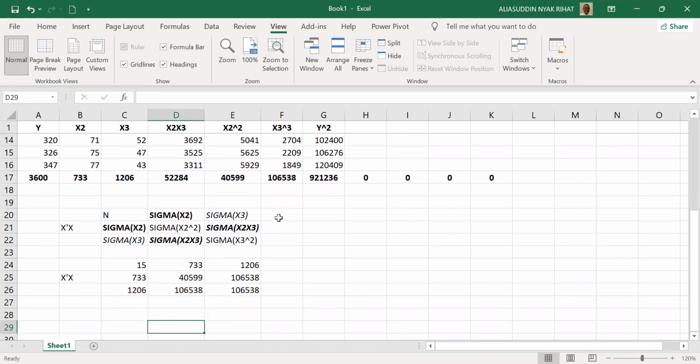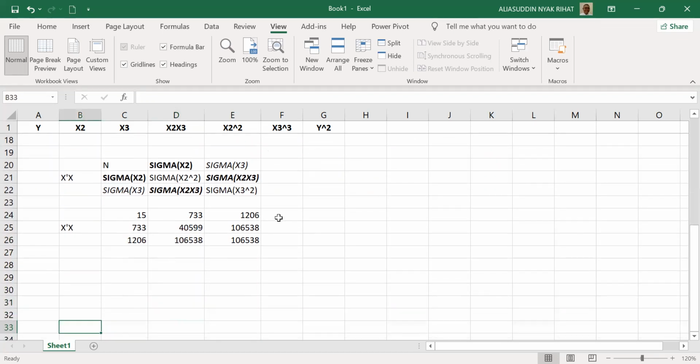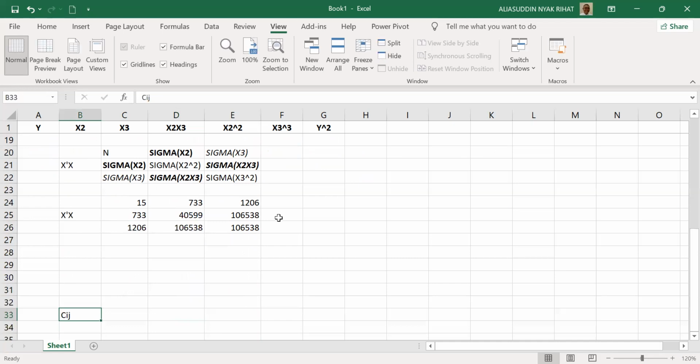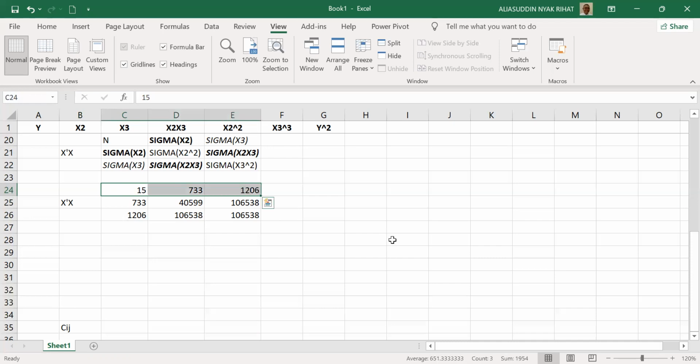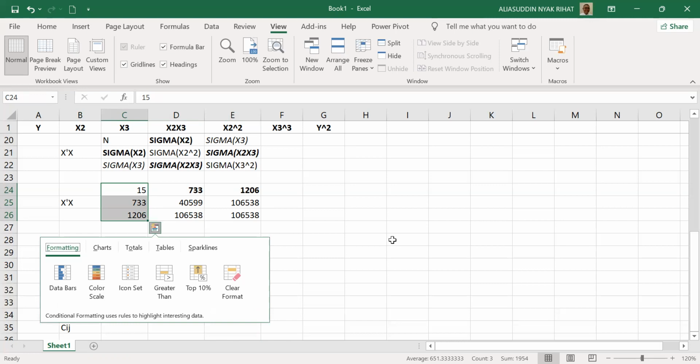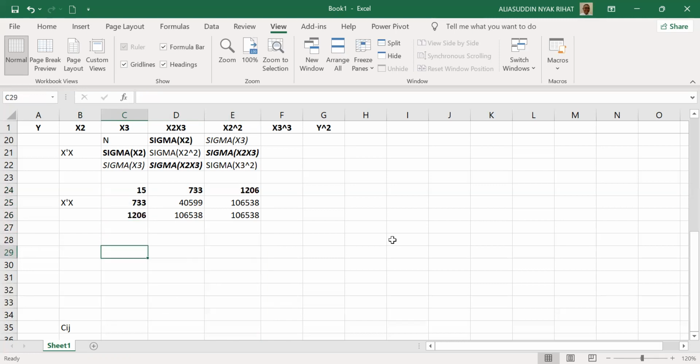Next step is to calculate the cofactor and minor, Cij. First we take this one, 15. If we take a line to the right, this one is part of 15. Also, we take down, this is a part of 15. This one is part of 15. This means we write down here.